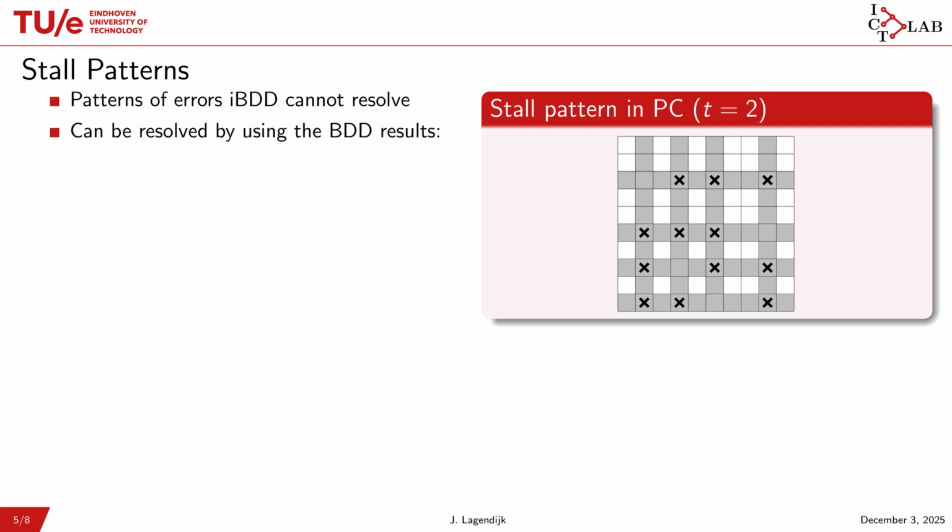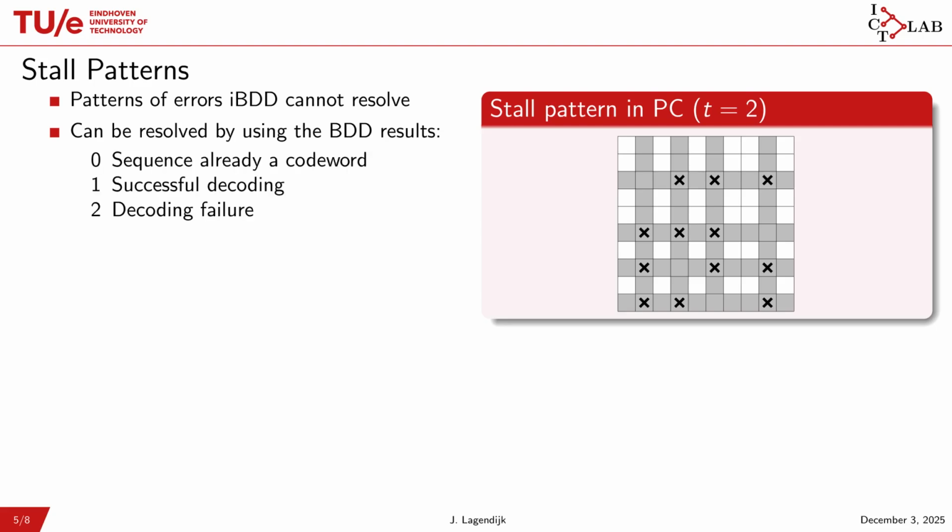However, you can remove these stall patterns by using the results from the bounded distance decoder. So the bounded distance decoder, the component decoder, will tell you one of 3 things. It will tell you either that whatever you put in was already a valid code word, it didn't do anything, it said everything's good. Or it will say, I found errors, I've corrected errors, and will tell you that, which is marked as a 1. Or, in the case of decoding failure, it will return a flag of 2. And that's the case for the code word marked here in gray. And you can use this information to determine if a bit is likely to be part of a stall pattern or not.